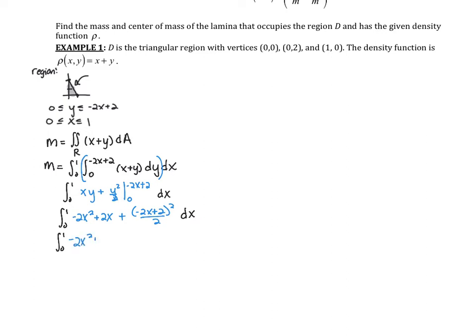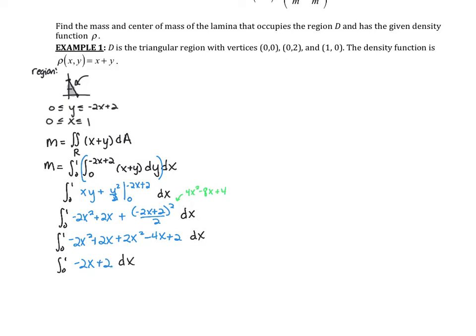negative 2x plus 2, squared. If I FOIL this together, I end up with positive 4x squared minus 8x plus 4. But I'm going to divide everything by 2. So I get positive 2x squared minus 4x plus 2 dx. So simplifying, that makes it nice. Simplifying this, we get negative 2x plus 2 dx.